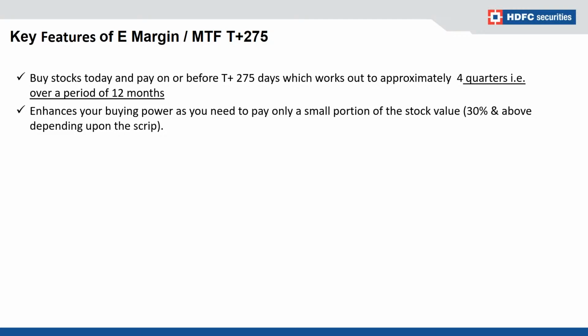For example, if I want to buy shares worth 1 lakh rupees in cash, I'll be able to buy only 1 lakh rupees of shares. But if I buy in e-margin, I'll be able to buy shares worth 3 lakh, 3.5 lakh rupees, because it enhances my buying power. It gives me the edge to buy more, and to earn more if the price goes up. Higher leverage has a higher opportunity to amplify the profit.